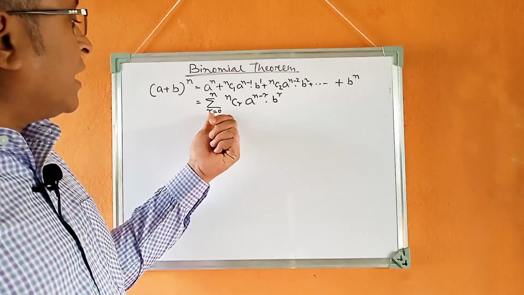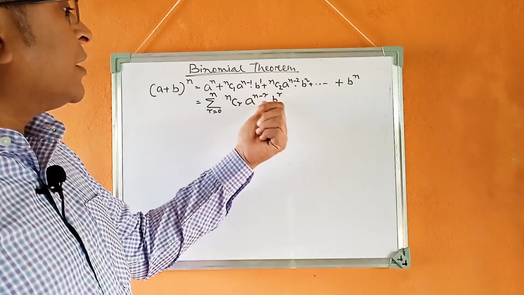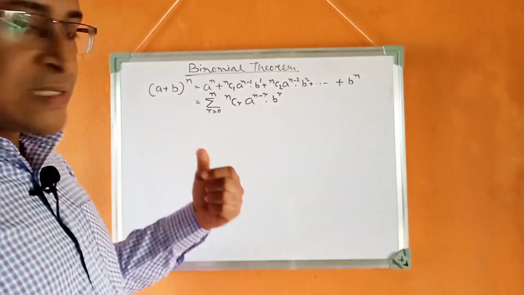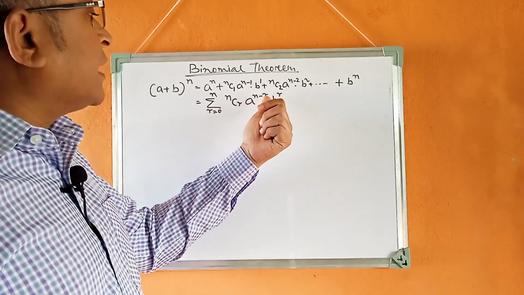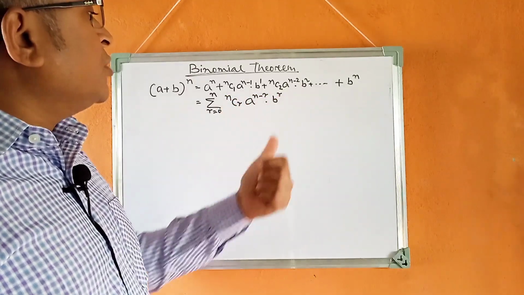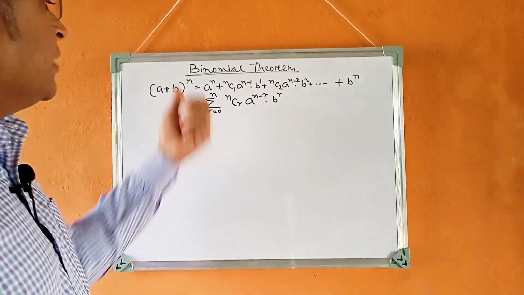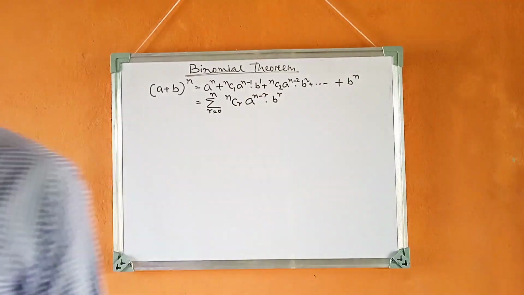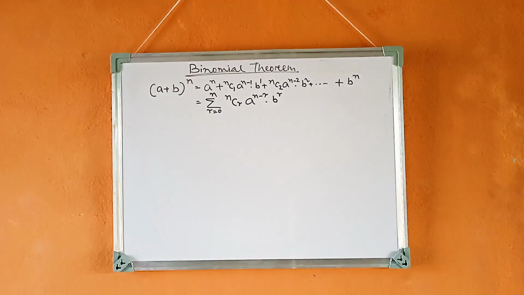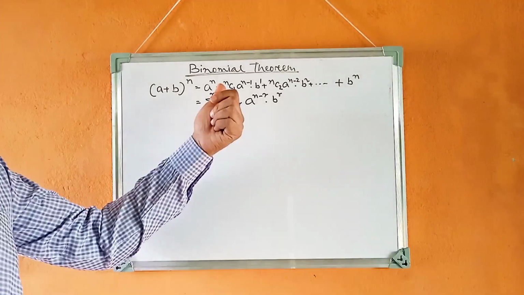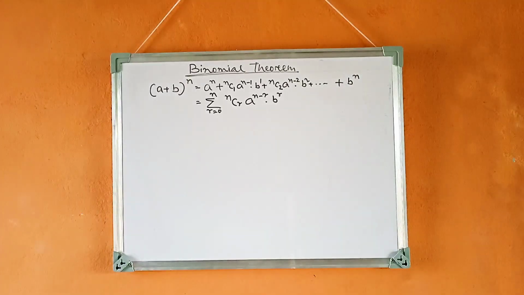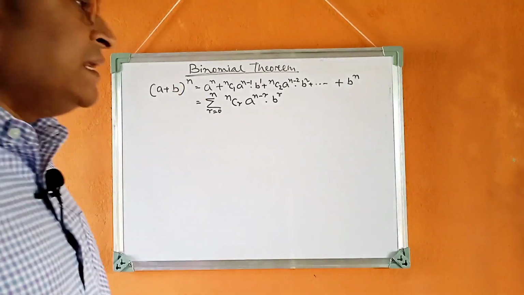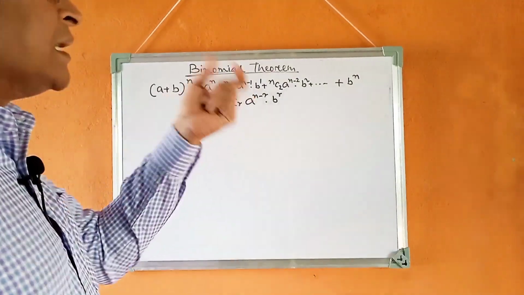Okay, you put r equal to 0, so nC0 a^n b^0, we get the first term. You put r equal to 1, that means nC1 a^(n-1) b^r, that means b^1, we get the second term. Clear? That is why we get the whole binomial series. And remember one thing again: nC1, nC2, nC3, dot dot dot, all are coefficients.